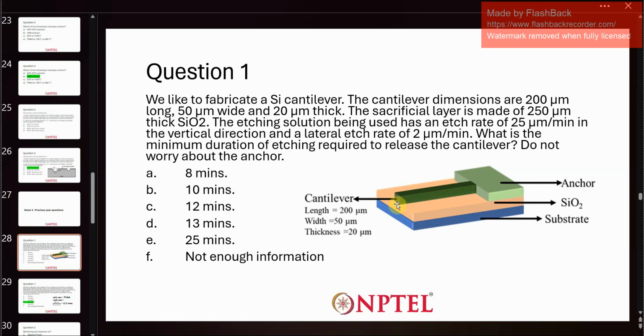what you need to do is etch away the lateral area, right? You need to etch away the area beneath the cantilever, so you need to etch in the lateral direction. The etch rate which matters to us is the lateral etch rate and not the vertical etch rate, because even though the etchant will come from the vertical direction, what we care about is how much area it removes from beneath the cantilever. To calculate the area beneath the cantilever, we go with the lateral etch rate.